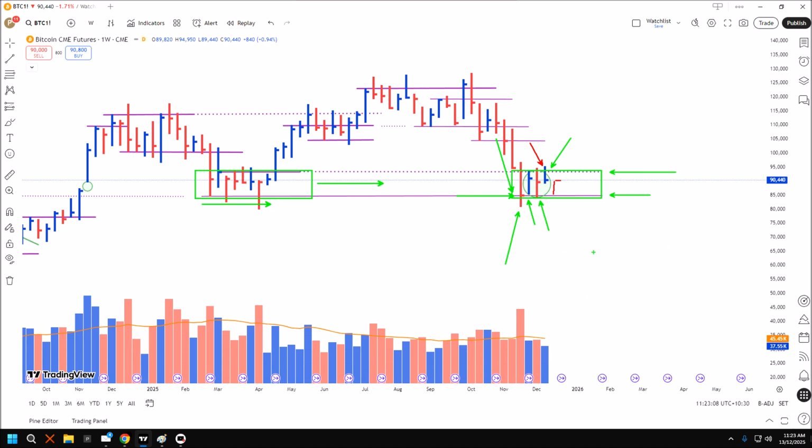What it really needs to do is build up some strength and not break down any further. So we'll just see how the market goes here. I expect it to continue trading in consolidation mode for a little bit longer yet.